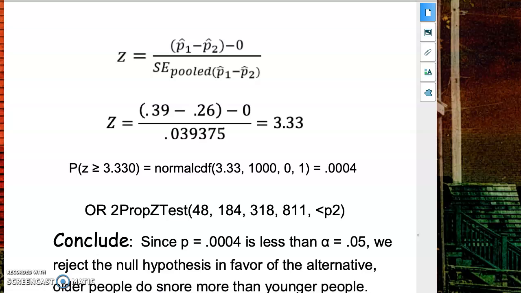Conclusion. Since P equals 0.0004 is less than alpha equals 0.05, again, that was not given, so we had to assign that value, so we'll assume 0.05. We reject the null hypothesis in favor of the alternative. Older people do snore more than younger people. Notice how this is worded. This is called context. Older people snoring more than younger people.